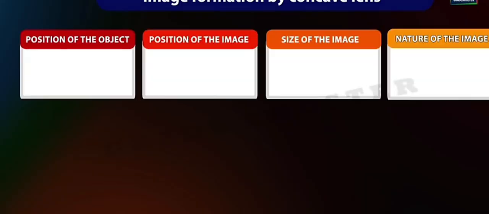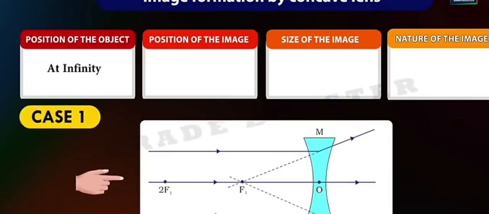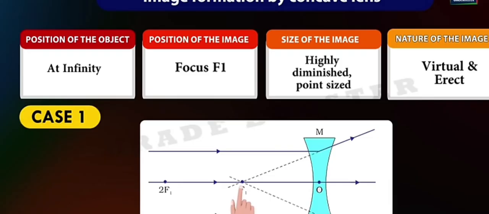Let us now study the nature, position, and relative size of the image formed by a concave lens. Case 1. If position of the object is at infinity, the position of the image will be at the focus f1. The relative size of the image is highly diminished and point-sized. The nature of the image is virtual and erect.